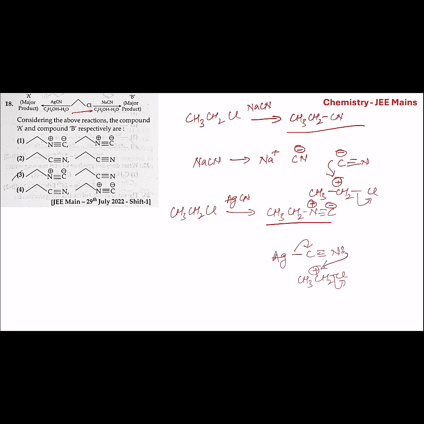So when treated with NaCN, major product is cyanide, where carbon is bonded to the carbon of the alkyl group, and when treated with AgCN, major product is isocyanide, in which nitrogen is bonded to carbon of the alkyl group. So the correct option is option 3.